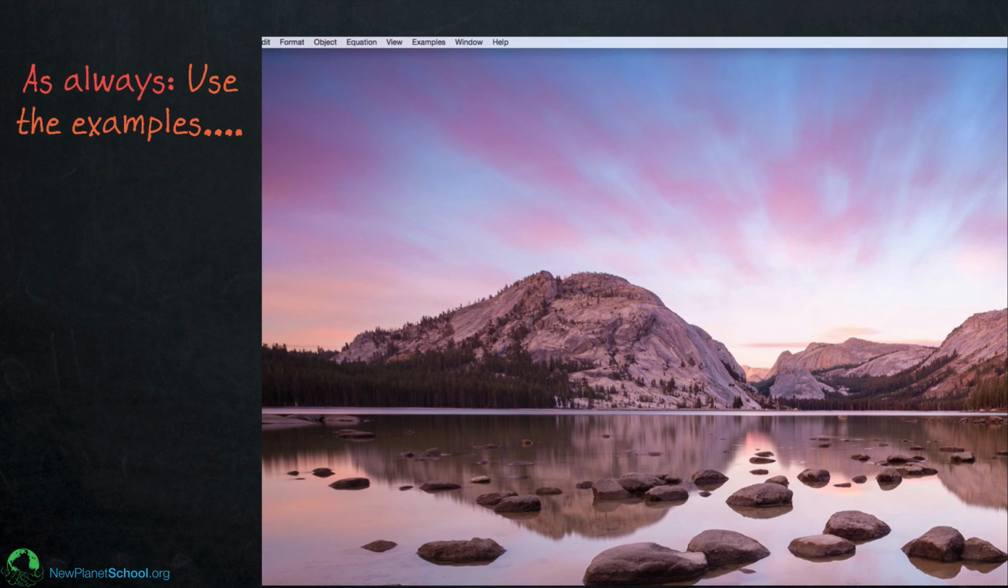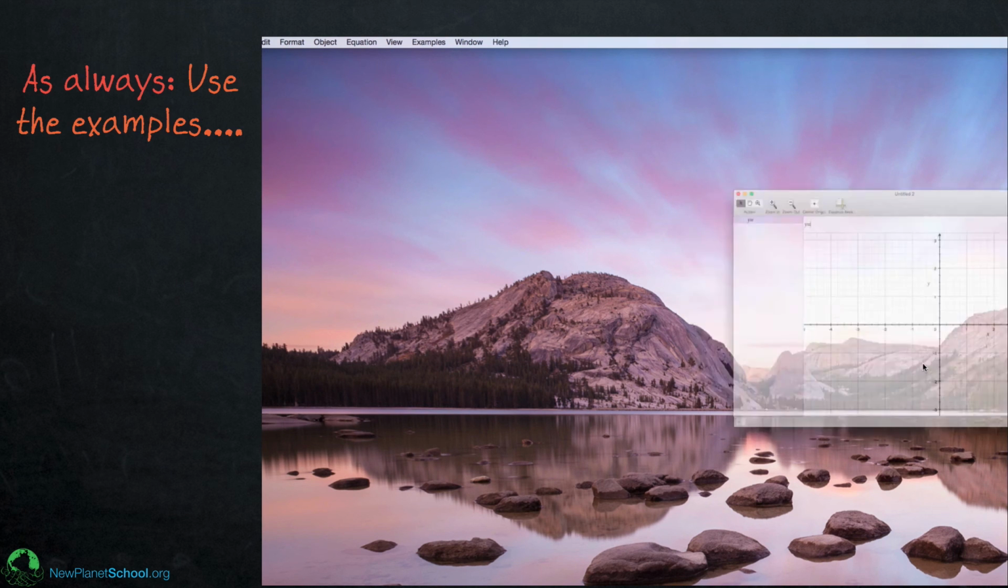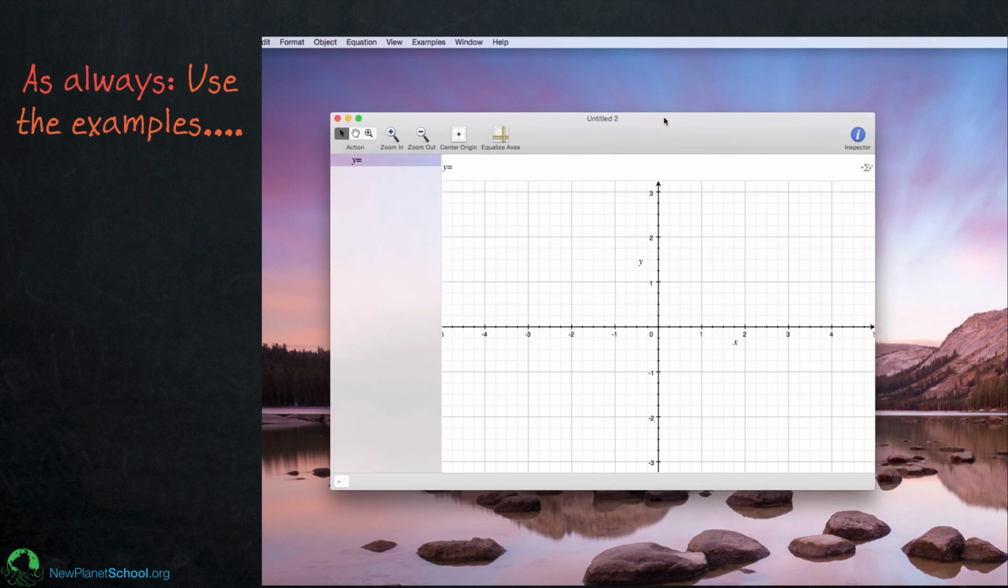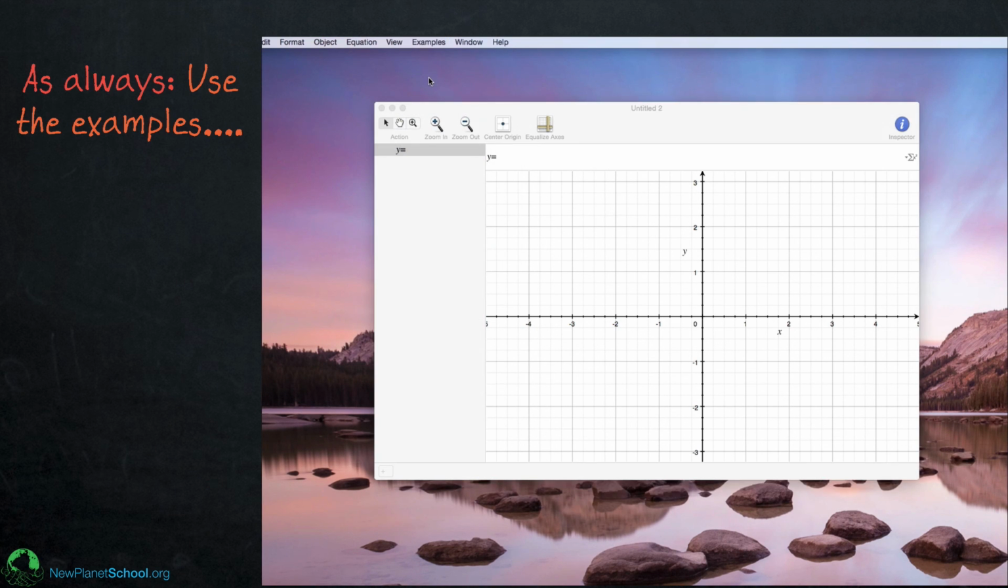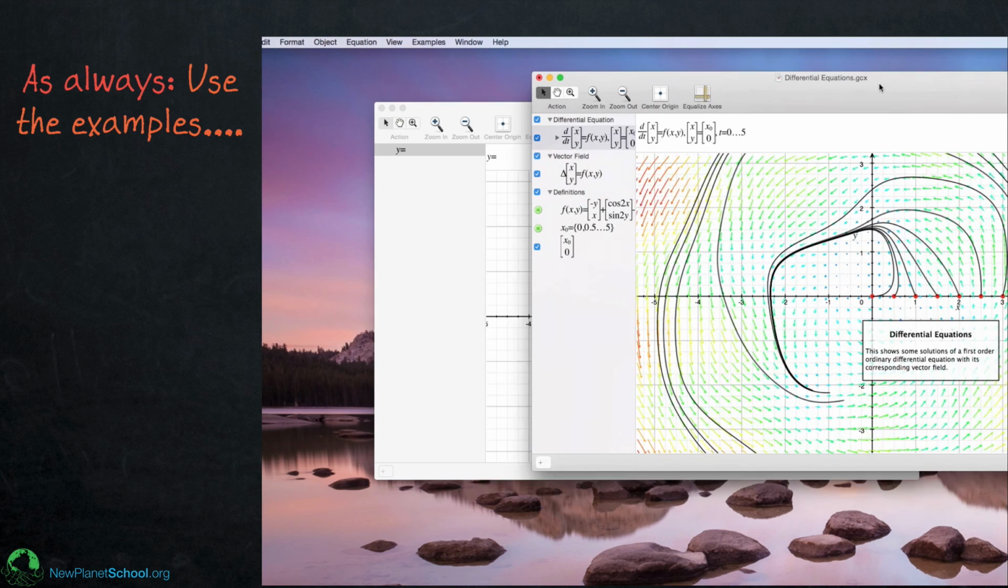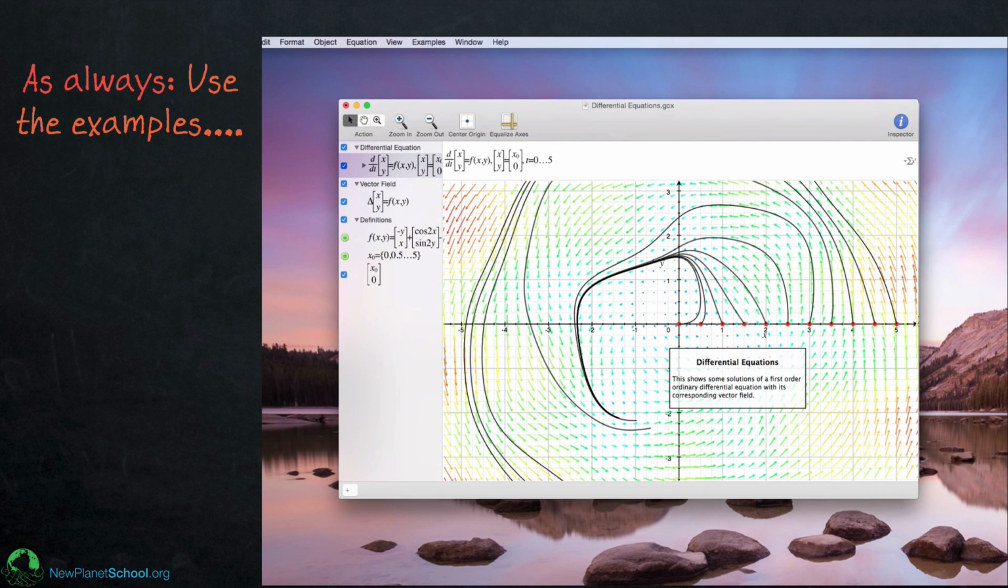Okay, so just to finish, always remember that MatGrapher comes with a set of pretty excellent examples. And if you go into the examples in MatGrapher, you'll find one called differential equations. And I think now that you've watched this video all the way to the end, congratulations for making it this far, I think you should be able to understand everything that's in the MatGrapher example.